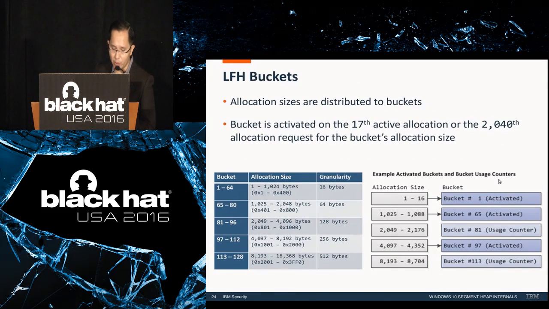Allocation sizes are distributed into buckets. Initially, all buckets are not activated. For each bucket, there's a counter tracking the allocation and free requests for the allocation sizes corresponding to the bucket. The bucket is activated on the 17th active allocation for the bucket's corresponding allocation size. Another way to activate the bucket is if the allocation requests for the bucket's corresponding allocation size reach 2040, regardless of whether the blocks were previously freed.